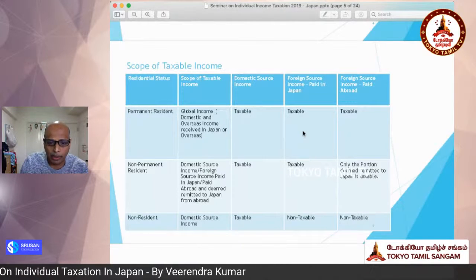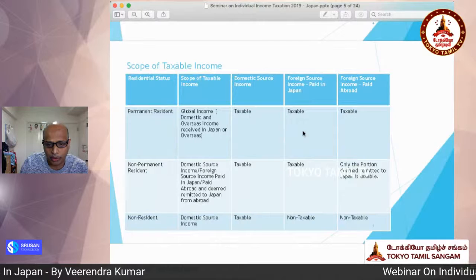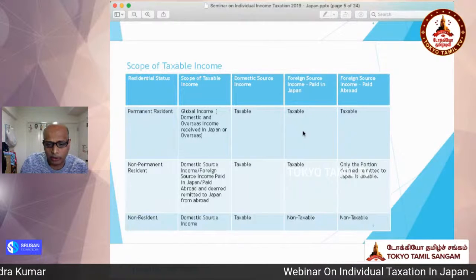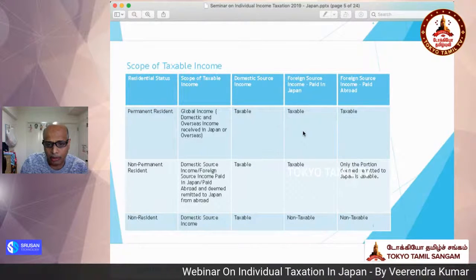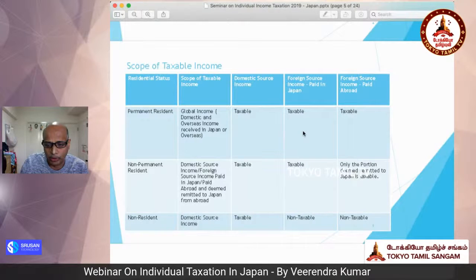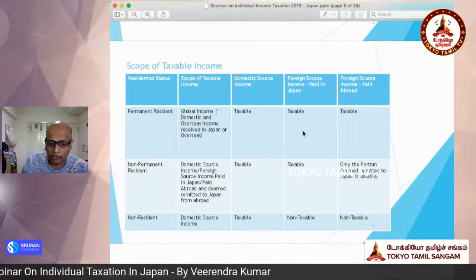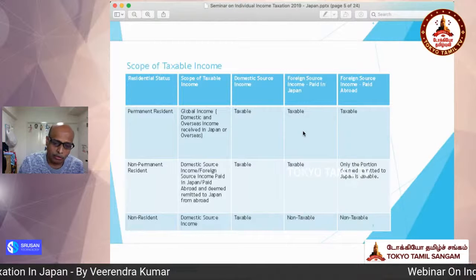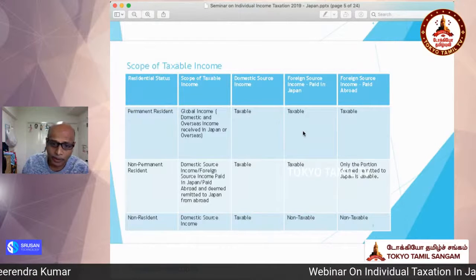However, in the case of non-permanent resident, only the domestic source income and foreign source income paid in Japan or deemed remitted to Japan need to be declared. And in the case of non-resident, only the domestic source income needs to be declared for tax in Japan.